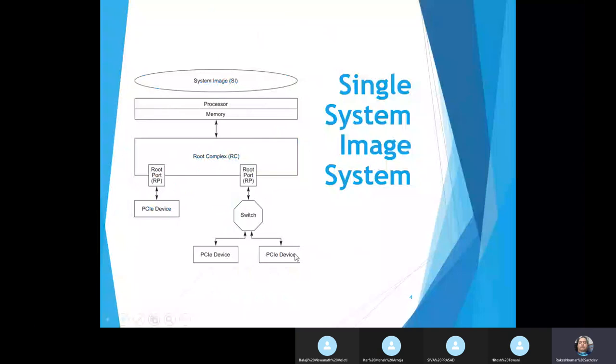At that time, the number of functions required in devices was not more than 8. Some devices, provided by NVIDIA or similar vendors, were using more than 8 functions, but not up to 256. This is just a single processor system, a desktop or mobile platform. So this is when we don't require more than 256 physical functions in a device.